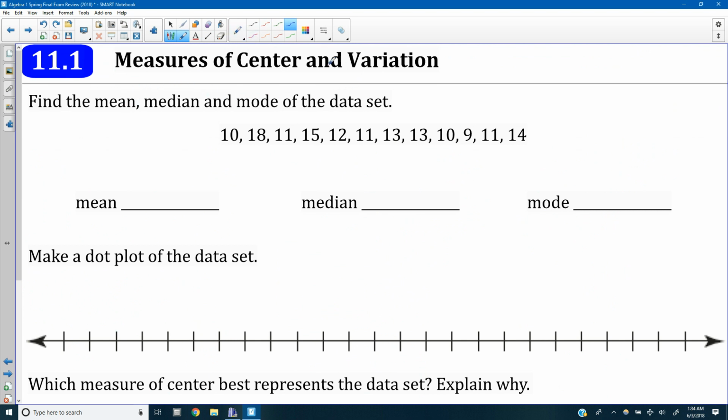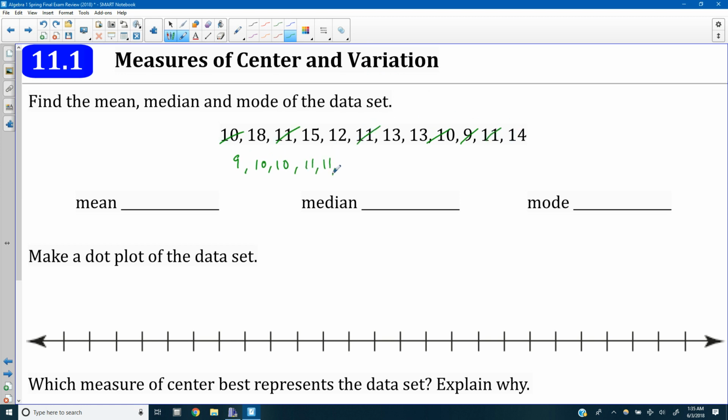Find the mean, median, mode of the data set. Okay, I'm going to find the mean. Well, I'll probably find the median first. I like to get my numbers in order before doing anything else, personally. That's me. I got a single digit number of 9 there. Now I see a 10, two 10s actually. I see some 11s, three of them actually.